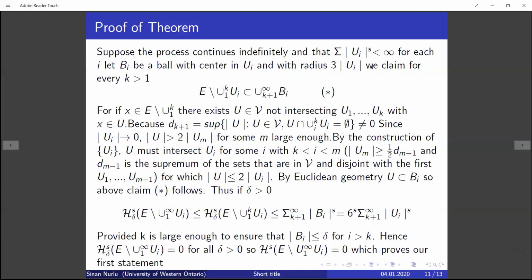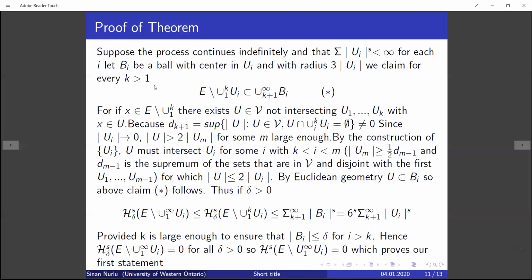Then again, we want to either prove that this sum is infinite or the Hausdorff measure of this set is zero. So let's say this sum is finite. Then we want to show the Hausdorff measure is zero, because if we can show it, then we're done with the first part of our theorem. Now, for each i of ui, we pick a ball whose center is in ui with radius 3 times the diameter of ui. And then we claim that E minus the union of ui's from 1 to k is a subset of the union of bi's from k plus 1 to infinity.